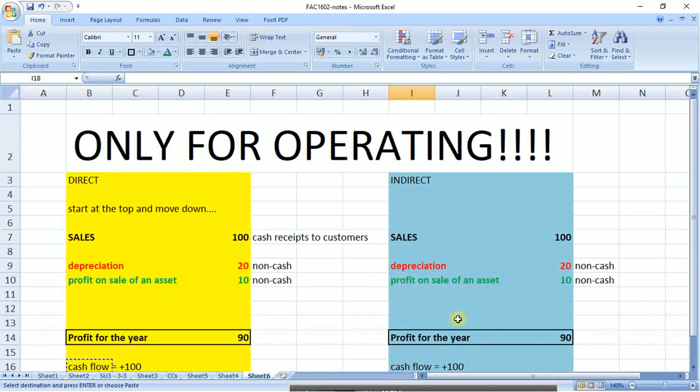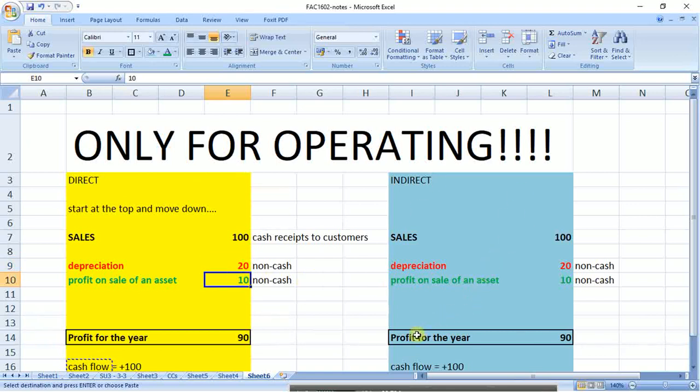It should still be plus 100 for this, even though this is indirect. Right, so direct method just says, well, just identify what you should put and what you shouldn't. That's why it's easier, because I can see this. Oh, okay, cash flow, great, 100, there's the answer. This is non-cash, don't put it in. That's non-cash, don't put it in.